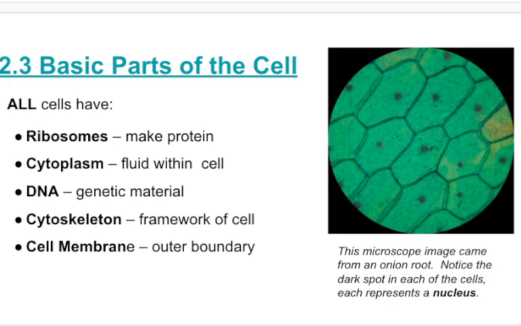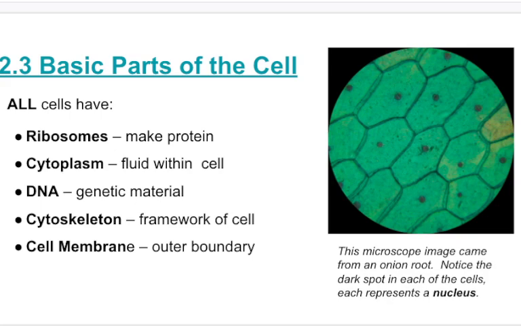Cytoplasm is the fluid or the jelly-like substance that is within the cell, and it forms the intracellular environment. So this is how our different organelles from eukaryotic cells are able to suspend their organelles along with prokaryotic cells. DNA is the genetic material of all cells.